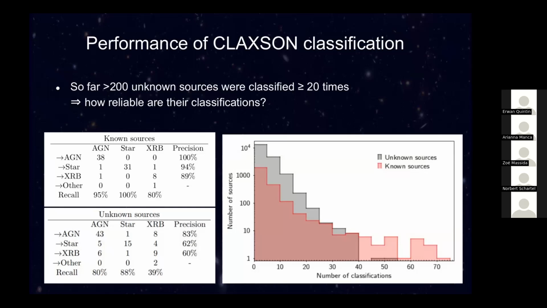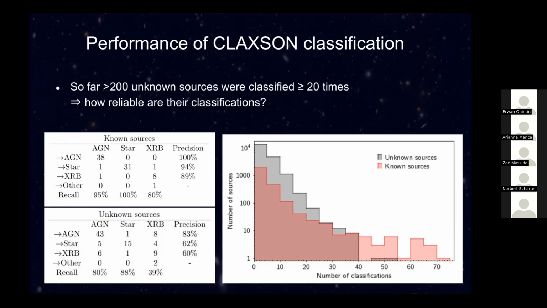Known sources are obviously the training sample, and people in the training phase always go through them, so they are classified a lot of times. But it's in log scale, so you see that actually a lot of unknown sources were classified, let's say, more than 10 times, which is not yet enough to exploit them scientifically.